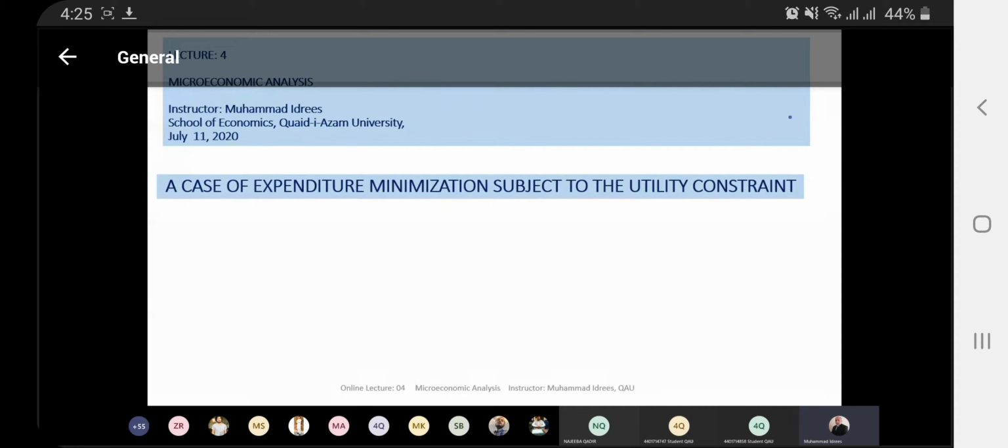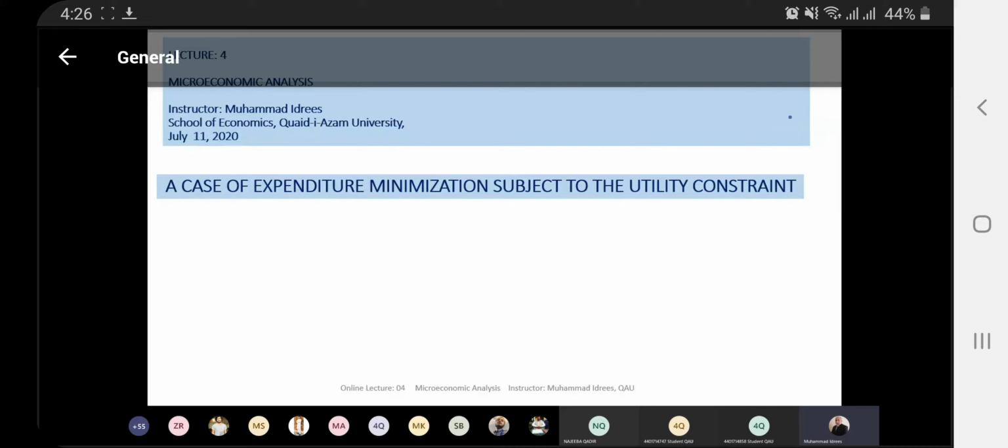Topic is expenditure minimization subject to the utility constraint. What we have been discussing so far was the opposite. We were discussing utility maximization subject to the budget constraint. So in all our previous classes, our focus was on the constraint optimization, in which the objective of the consumer was to maximize the utility with the given budget constraint. But today we are going to discuss the other way around.